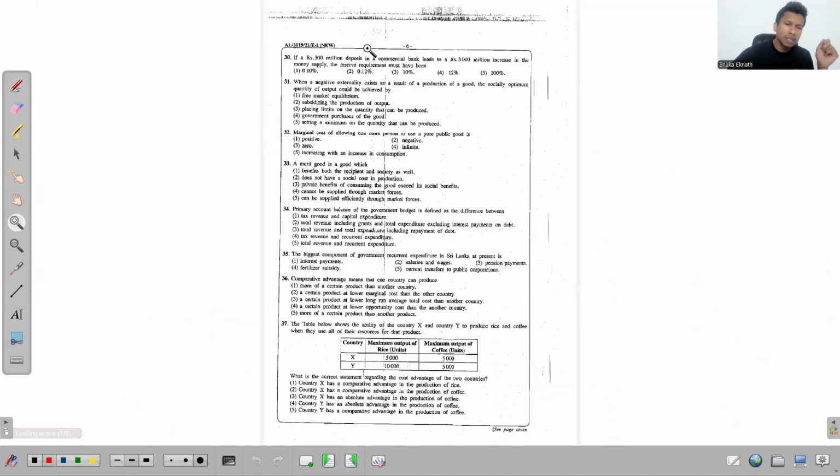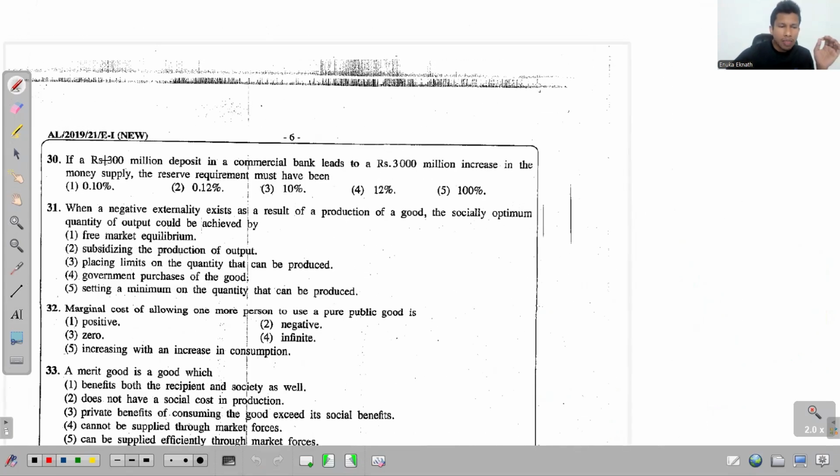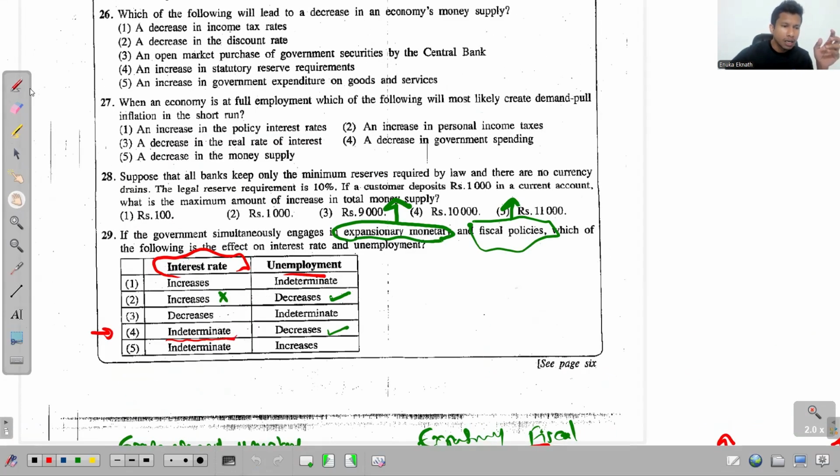Now look at question 30. It says, if a 300 million deposit in a commercial bank leads to a 3,000 million increase in the money supply, the reserve requirement must have been what? So you just need to find this SRR based on the given information. This is somewhat like the opposite of the previous question we did.